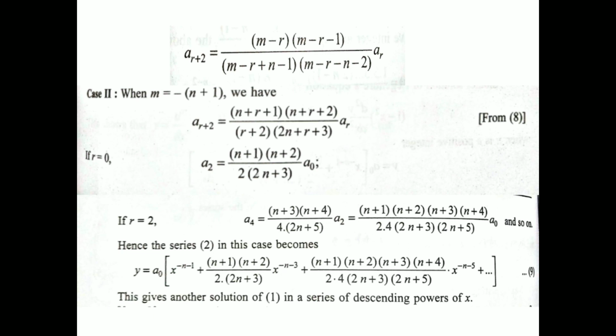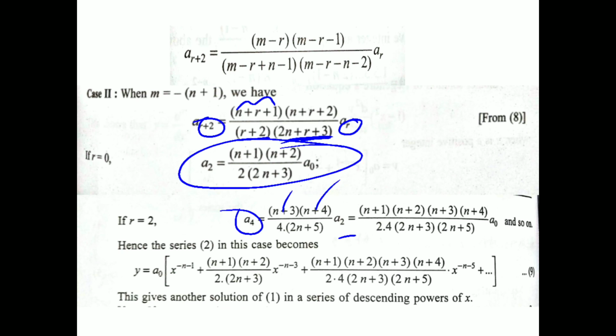And next, in the same manner, in the place of r, if you replace with 2, a2 plus 2, that is a4, like this. So n plus 2 plus 1, that is n plus 3, n plus 2 plus 2, that is n plus 4. So here 2 plus 2, that is 4. Here 2n plus 2 plus 3, 2n plus 5, like that. So a2, so like that we are having. So in the place of a2, we just need to replace with this. So n plus 1 into n plus 2, 2 into 2n plus 3, like that. 4 into 2n plus 5, and so on.